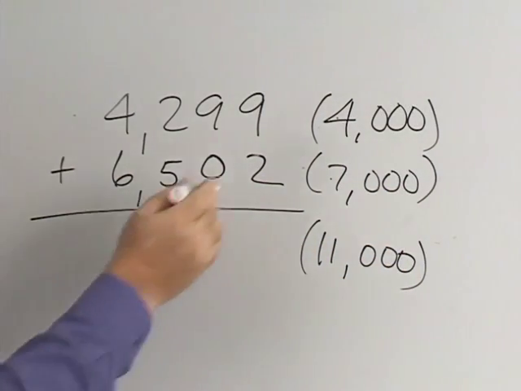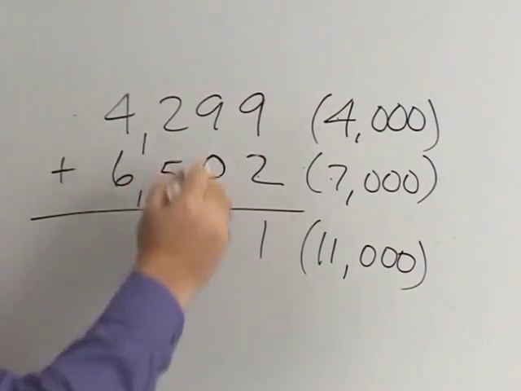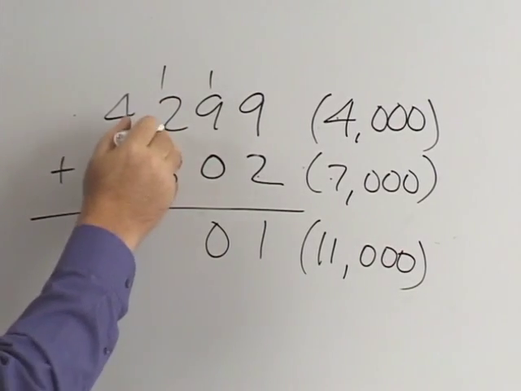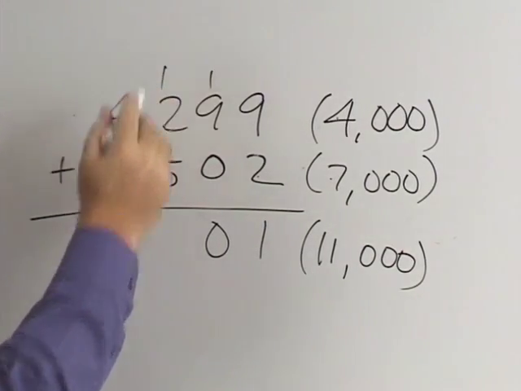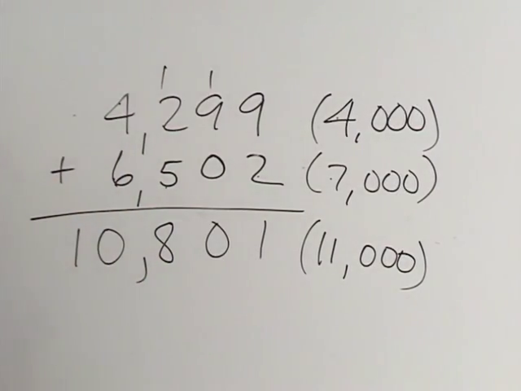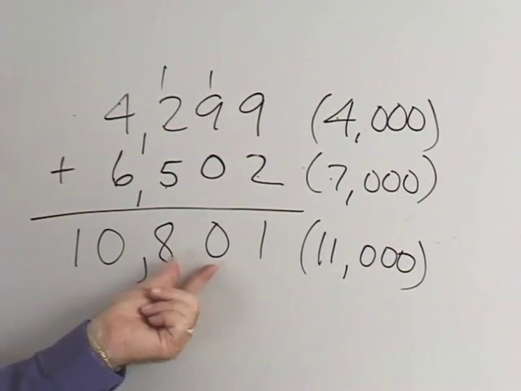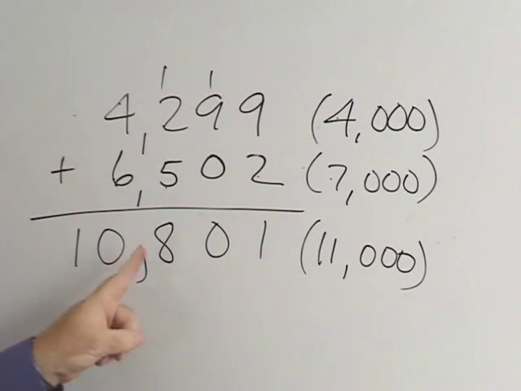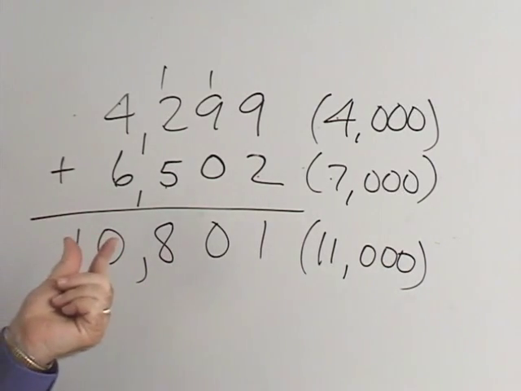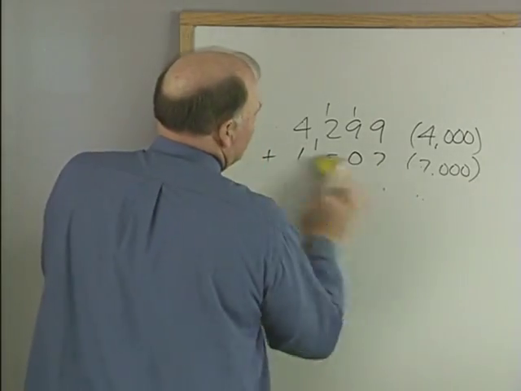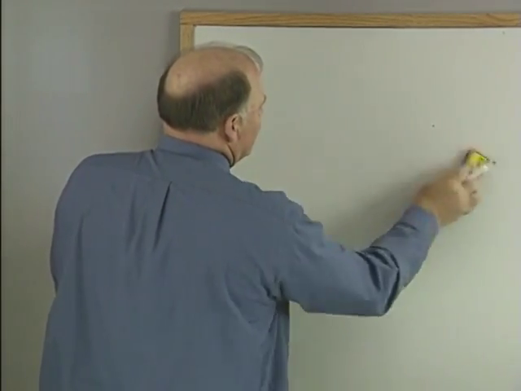Now let's go back and add. 2 plus 9 is? 11. 9 plus 1 is? 5 plus 2 is 7, plus 1? 8. 6 plus 4? 10. So is 10,801 close to 11,000? Yes. So that's good. Doesn't mean it's exactly right, but it means it's close. Okay? So this is a little bit of a check. All right. You got that one pretty well. Let me see if I can give you a tough one now.